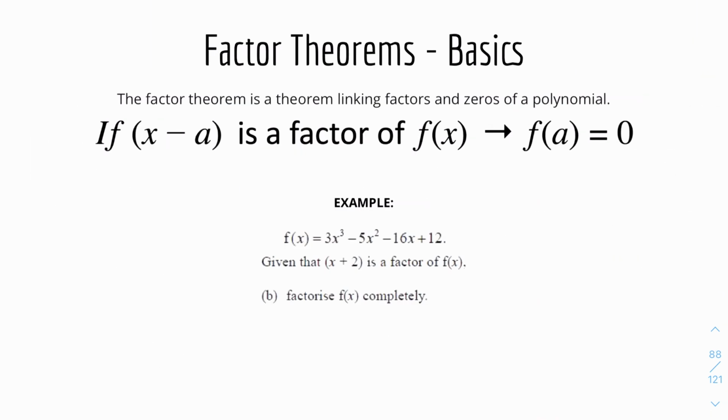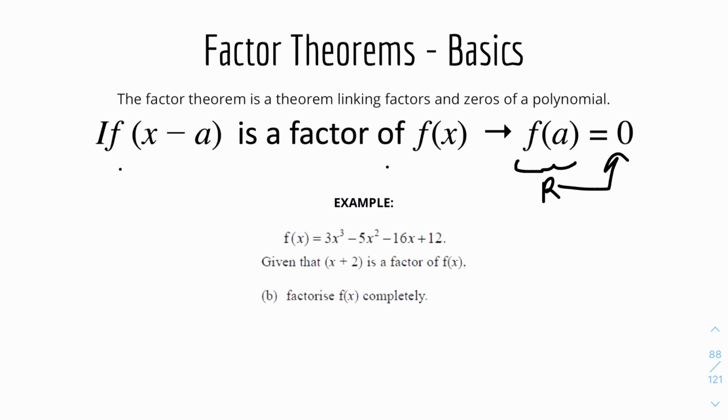Then here's factor theorem, some basics. And the factor theorem is a theorem linking factors and zeros of a polynomial. So if x minus a is a factor of f of x, then f of a is equal to 0. And this is basically the remainder. The remainder will be equal to 0. So remainder and factor theorem are quite similar and they are used interchangeably.